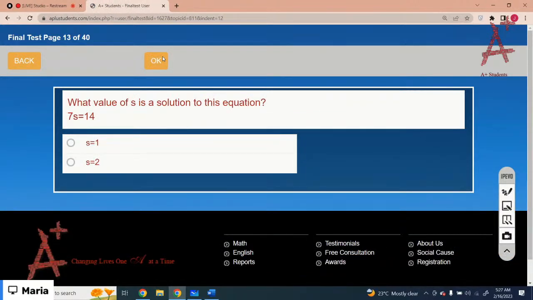Okay, the next one is 7s equals 14. So which is the correct option? s equals 2, because 7 times 2 is 14. Got it? So the correct option is s equals 2.